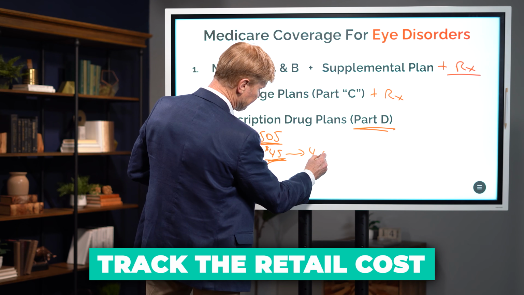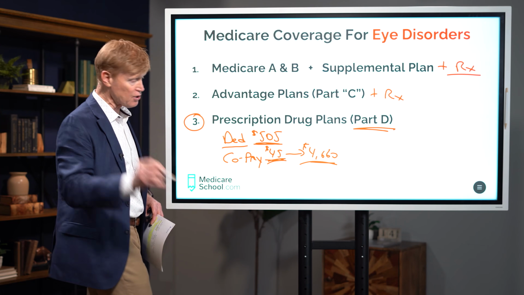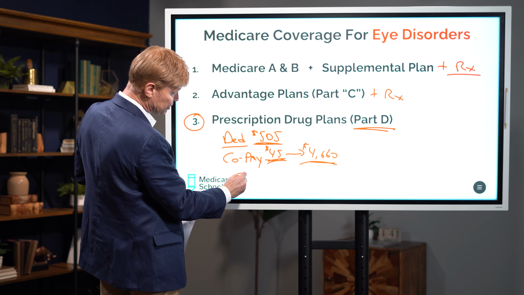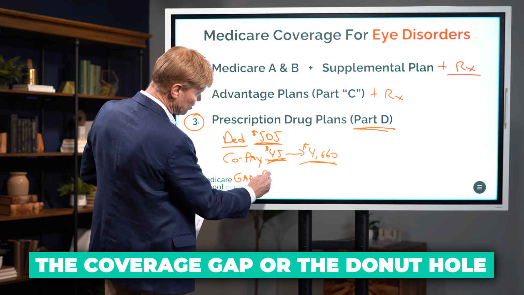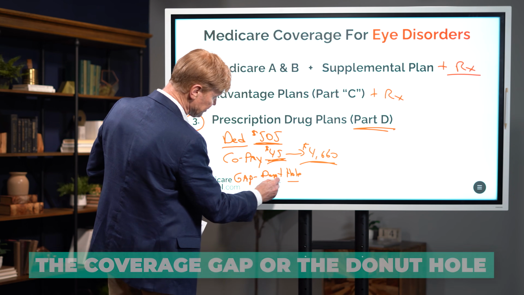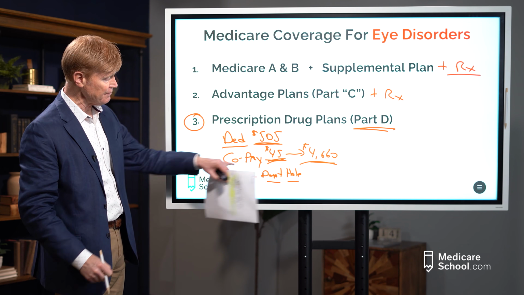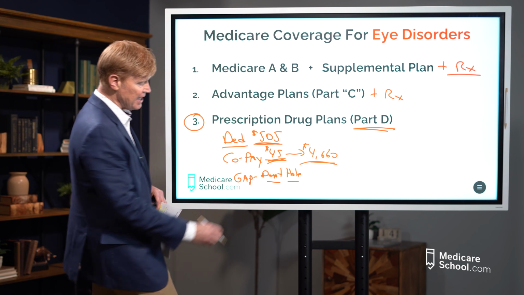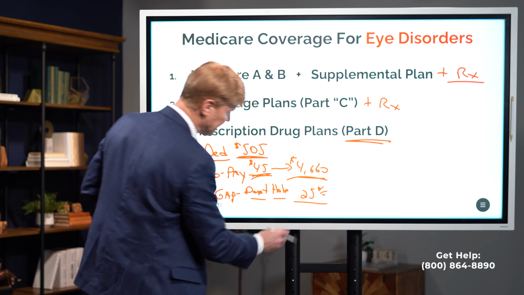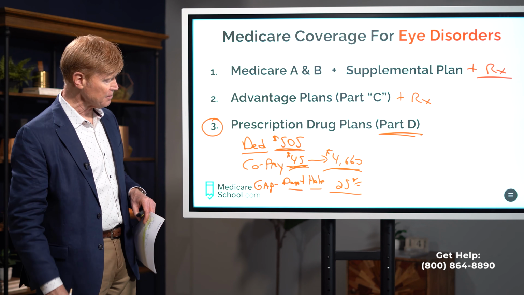And so if they get to $4,660 in retail cost, not your cost, but retail cost, then that's what pushes us into what is called the coverage gap or the donut hole. And the reason I'm mentioning this is because if you do get to the donut hole, and you could with some of these eye medications, then your copayment goes to a flat 25% coinsurance. So your medications could be kind of expensive there. All right, I'll give you an example in just a second.